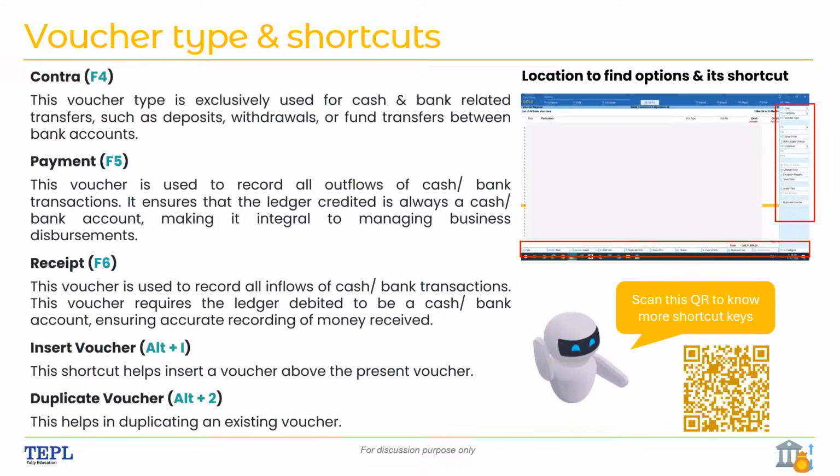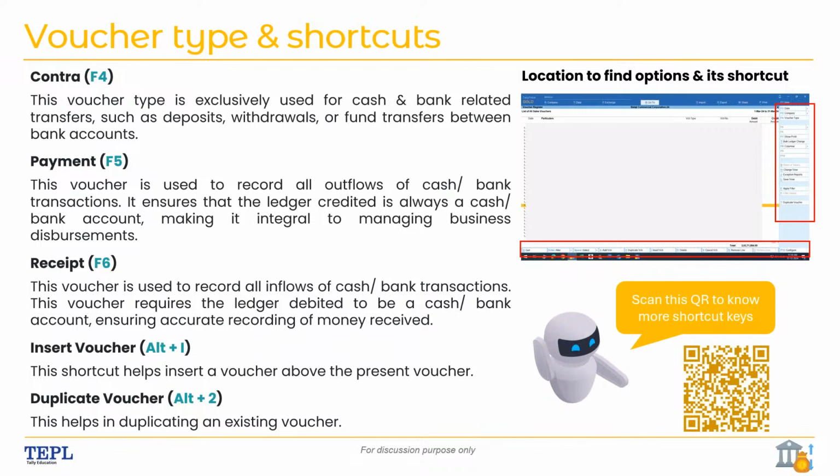Next, we'll look at what is a contra voucher. Contra voucher is something specific which Tally uses. It is a voucher where transactions between two banks or between cash and bank are recorded, which will include transactions like deposits, withdrawals, or fund transfer between two banks. Payment voucher and receipt voucher, like the names suggest, are for making and receiving payments.